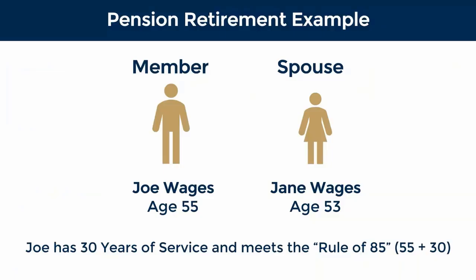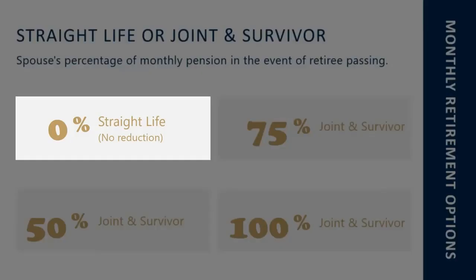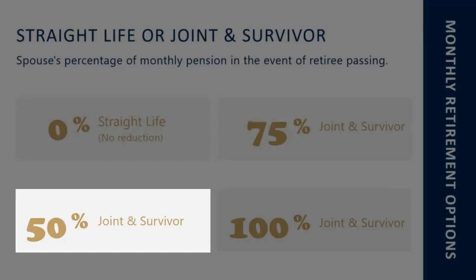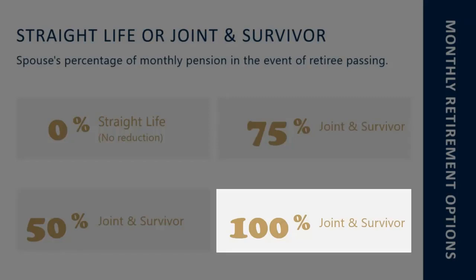Now let's look at an example of a member and a spouse, Joe Wages, age 55, and his spouse, Jane Wages, age 53. Now Joe has 30 years of service and he meets the rule of 85. He's 55 years old and has 30 years of service. Now let's look at the options that Joe and Jane will have to look at when they come in to retire. Joe, since he's a married participant, will have a straight life option, again where there's no reduction in his pension, a 50% joint and survivor option, a 75% joint and survivor option, and the 100% joint and survivor option.